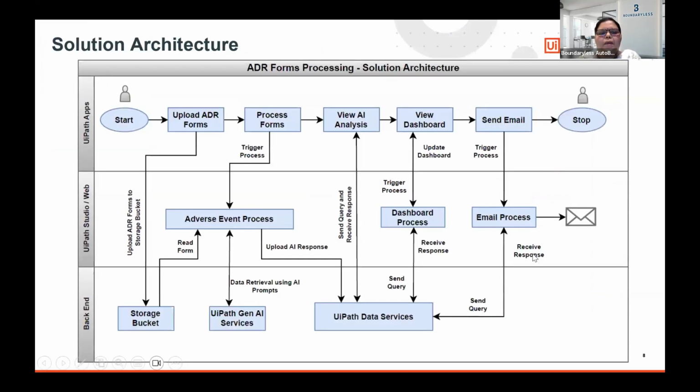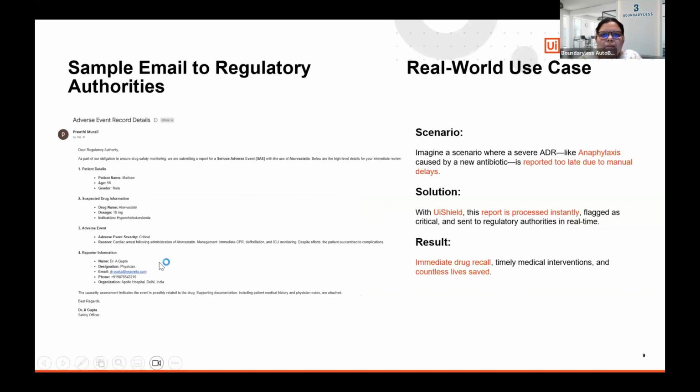So we have three main processes: the adverse event process, the dashboard, and email process. As the name suggests, the dashboard and email process help to view the dashboard and send email. And the adverse event process is something which helps us to get the data through the AI model. So this is the sample email, and this will definitely help because the report is processed instantly and is flagged as critical, and it helps in timely medical interventions, and hence countless lives are saved.